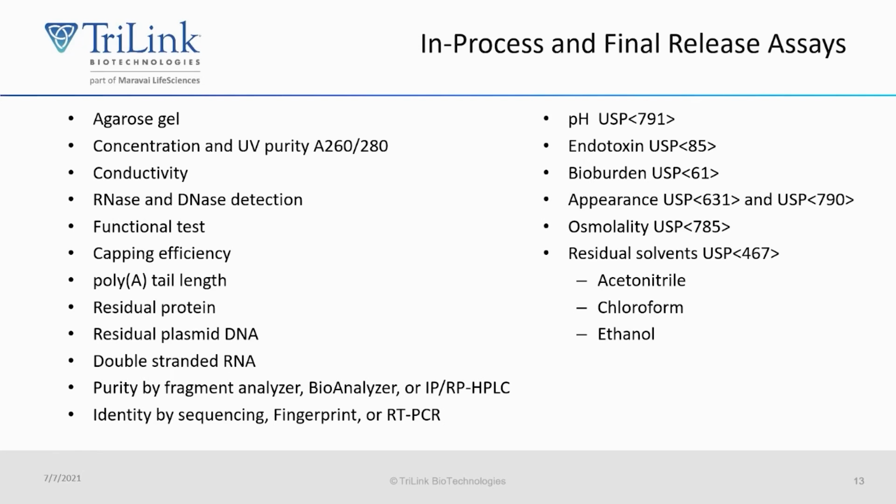Purity is offered by a variety of methods, including fragment analyzer, bioanalyzer, or ion pairing reverse phase. And finally, identity is also offered by a number of methods: sequencing, fingerprinting, and RT-PCR. We'll go into more of these details on each one of these methods in the following slides.